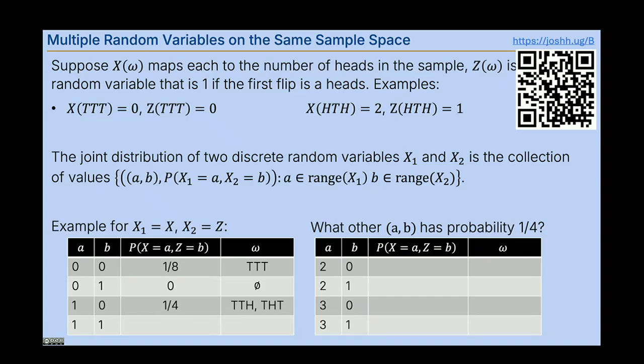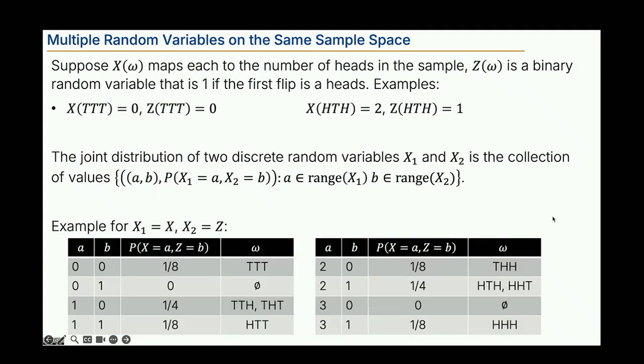Okay, so what else could it be 1/4? The most popular answer was indeed 2/1. There are 2 different ways that one can get 2 heads and start with the heads. So that's the other one that's 1/4. And that's the rest of the distribution. You can look at it for a second. Okay, so that's the joint distribution of these 2 random variables.